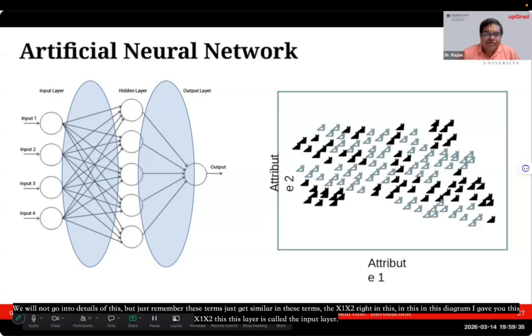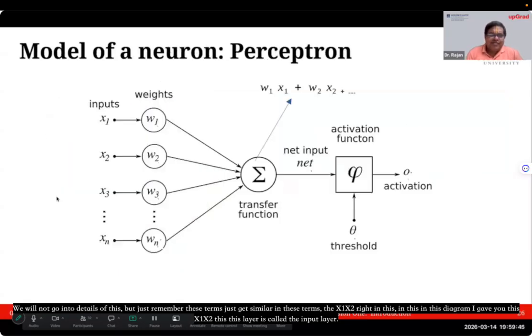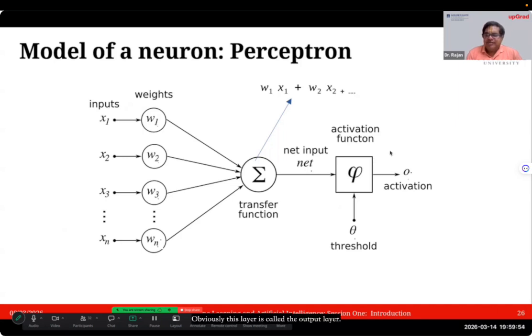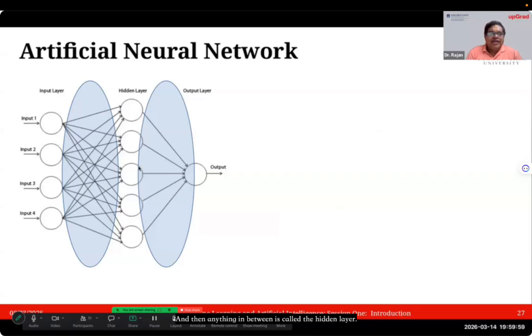I will not go into details of this, but just remember these terms and get familiar with them. The x1, x2, in this diagram, this layer is called the input layer. Obviously, this layer is called the output layer, and anything in between is called the hidden layer. These are the actual neurons that do the computations.